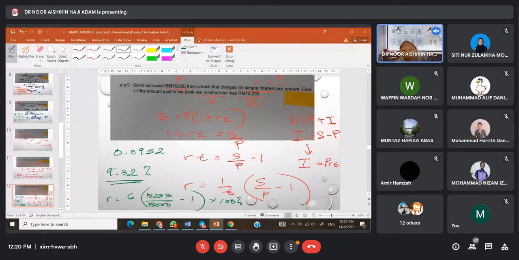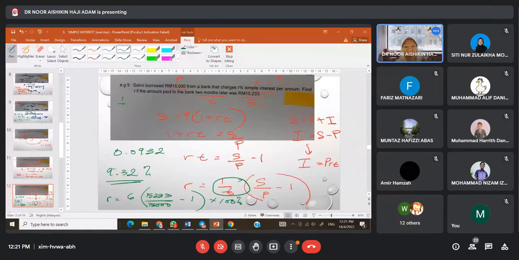Patutnya you dapat yang atas tu baru dia jadikan ni kan? 9.32%, you times 100 kan? Baru jadi 9.32 je. Orang lain dapat tak? 9.32%? Dapat. Ada tak yang masih tak dapat? Macam mana berdapat? Okay. Let's lihat.